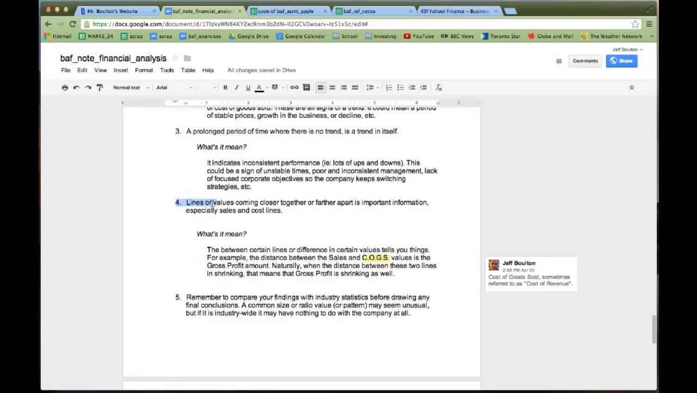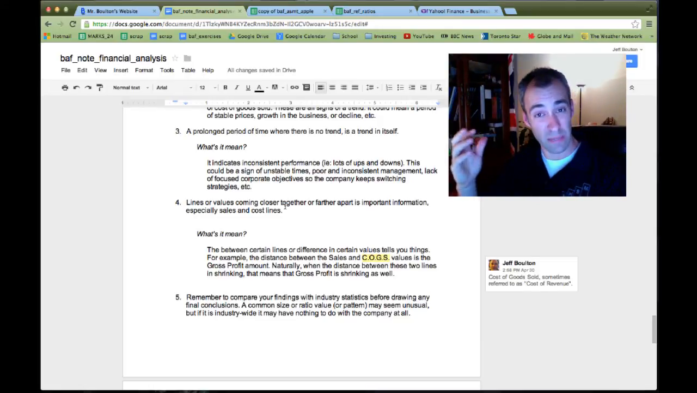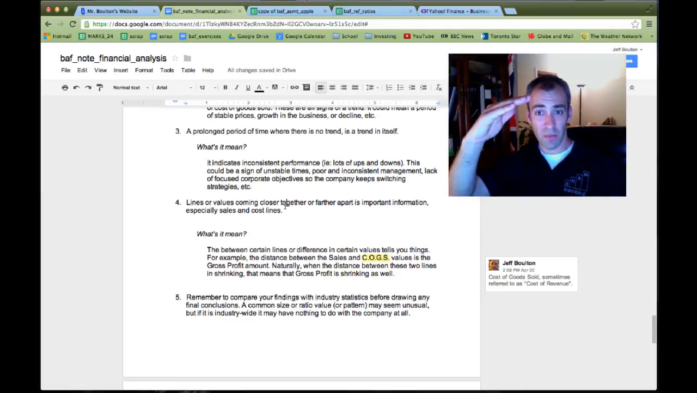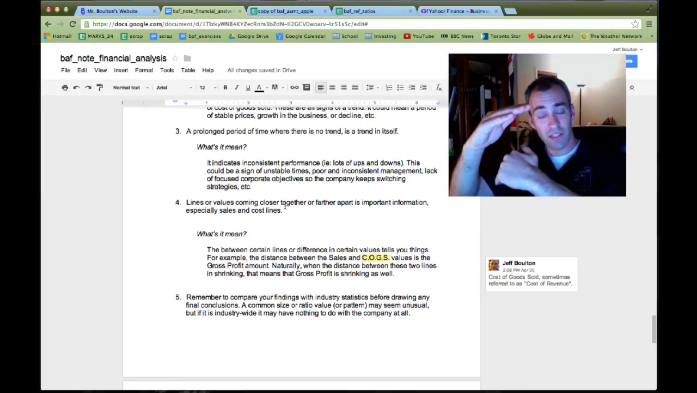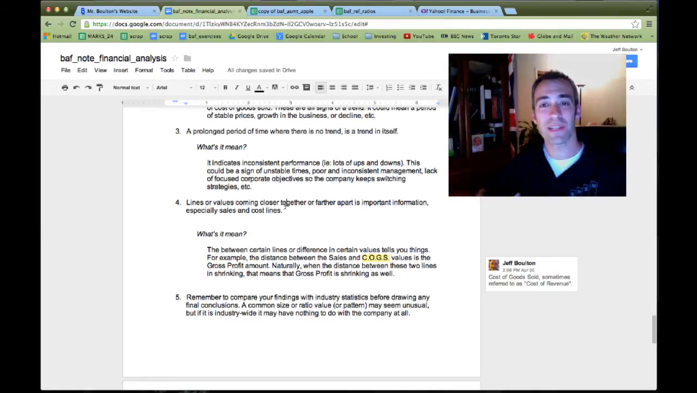Number 4, we're not looking at graphs in this particular grade level in this lesson, but values, lines, they're the same thing. One is a graphical representation of the other. So what you want to do is see if numbers are getting farther apart or closer together, and that's really important when you're talking about mostly the income statement. So if you're seeing revenue rise, but you're seeing cost of revenue rise with it, in fact, so much so that it's getting closer to revenue, that means it's getting more and more expensive for you to generate that revenue. The goods that you're reselling are getting more and more expensive, right? Those are the types of things you're looking for.